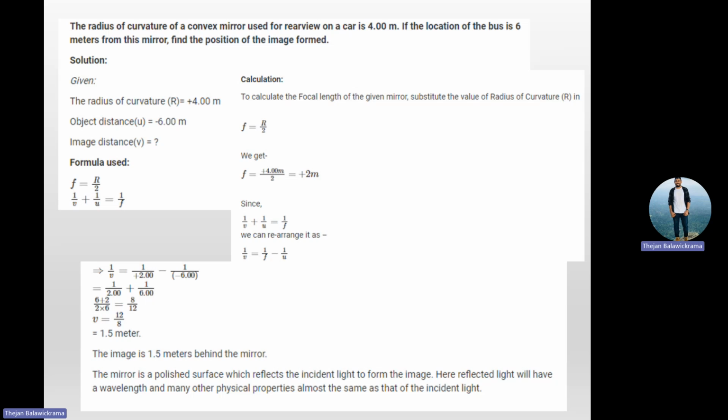So we start again with the focal length being half. That is positive 2. In this case the convex mirror is taken as positive. For the convex positive, we use 1 over v plus 1 over u, and it is rearranged like this.